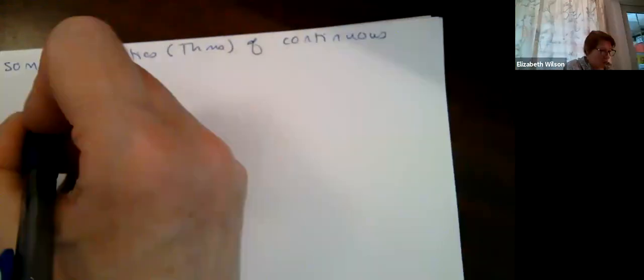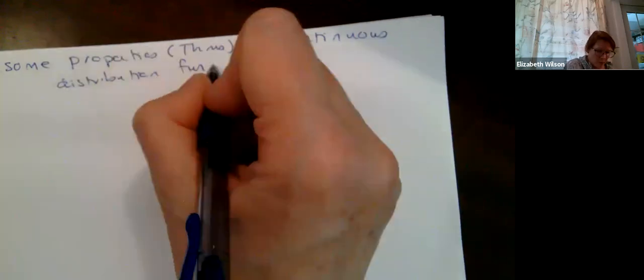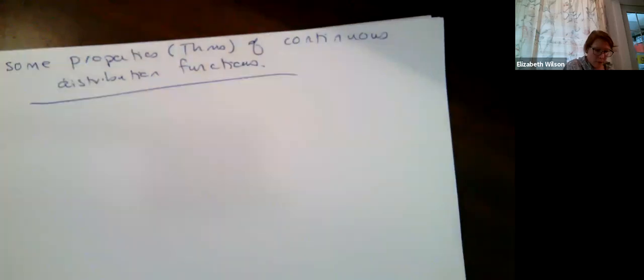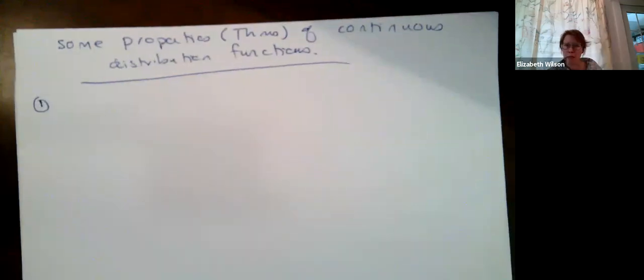Okay, so let's think about some properties. These are theorems in our book, of continuous probability distribution functions. Okay, so some of these properties that we want to enumerate here. The first one we want to think about, I'll talk about them as we're going, and then we'll start incorporating them into examples so you can see what these all mean and how they're being used.